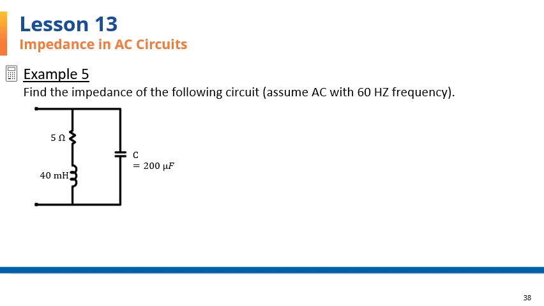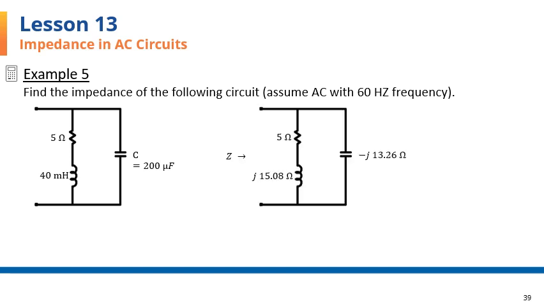For the last example of this lesson, we have the series combination of the resistor and inductor placed in parallel with the capacitor. Again, their ohmic values are shown in this diagram. The series combination of the resistor and the inductor, of course, is 5 plus J 15.08. For the parallel impedance, just like the case of parallel resistors, we take the reciprocals and add them and then find the reciprocal of the result.